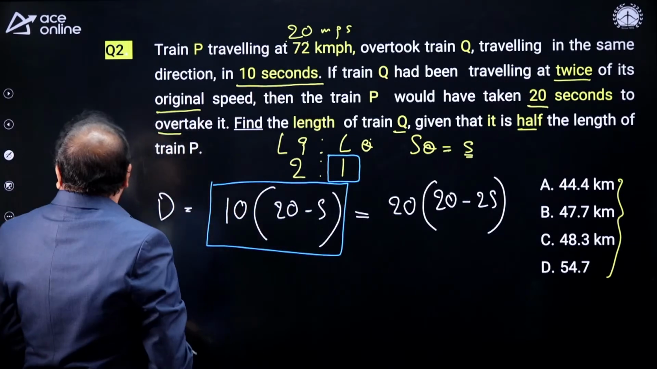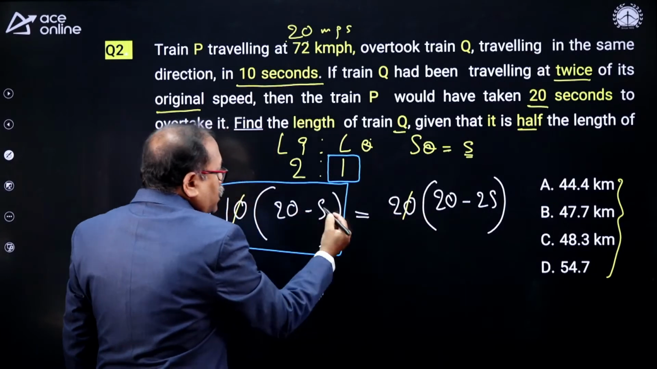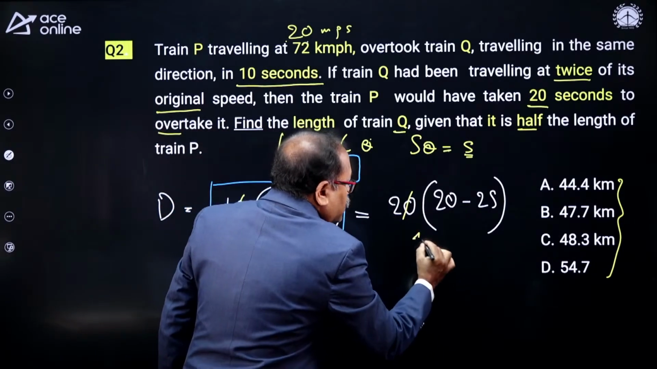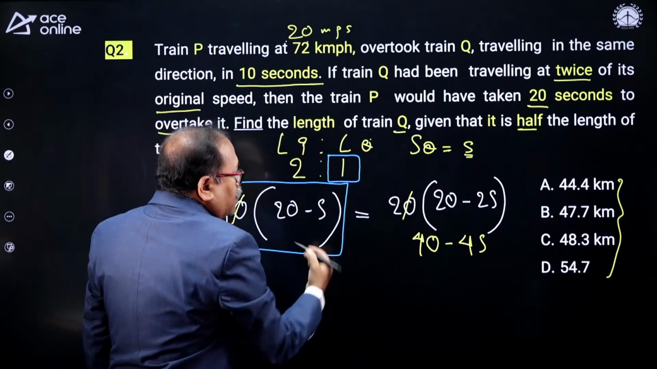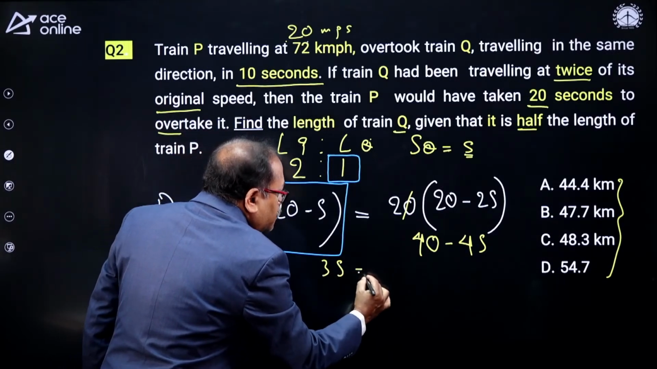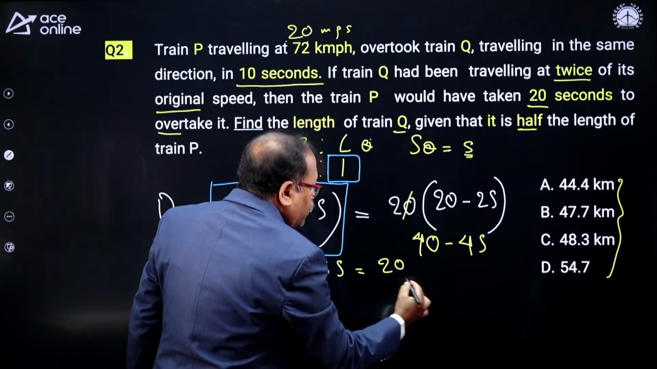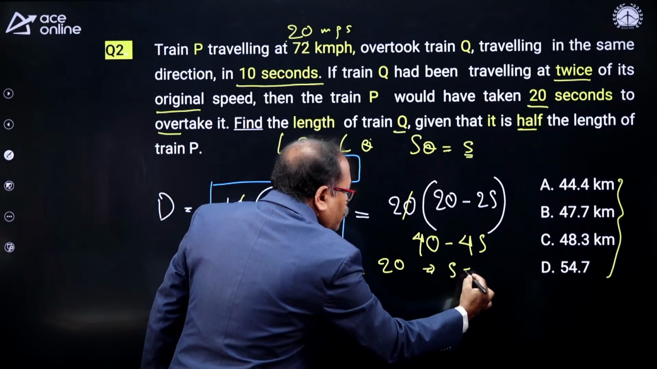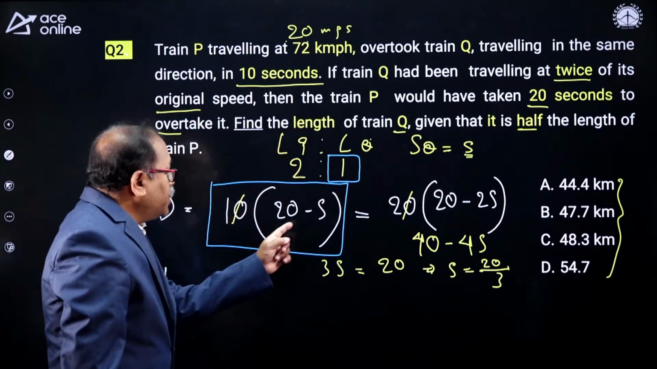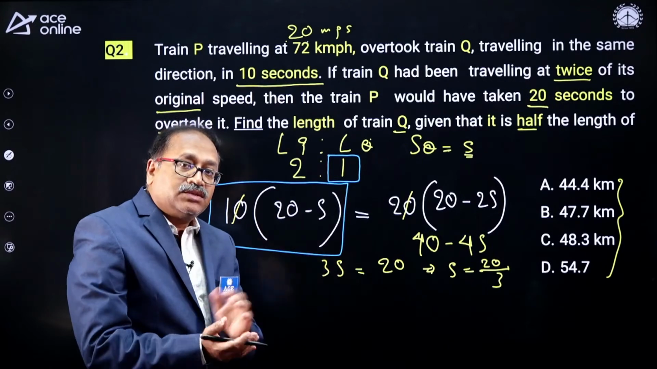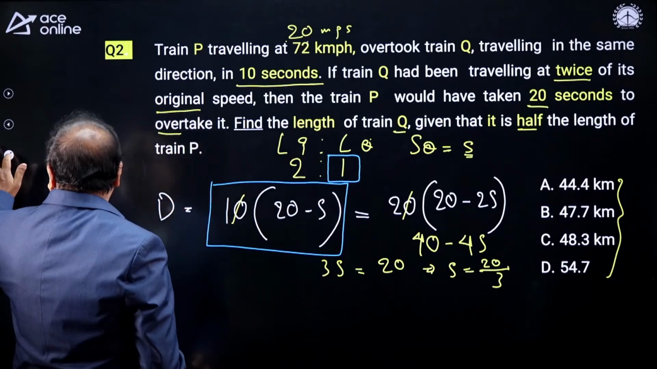Let's work it out together. Here I'll cancel, and then I see that 20 minus S is equal to 40 minus 4S. Now 4S comes over here and becomes 3S, and 3S is equal to 20. Therefore S is equal to 20 by 3. We got S. So replacing S over here, I will get the distance, and taking 1/3 of the distance, I will get the length of Q.